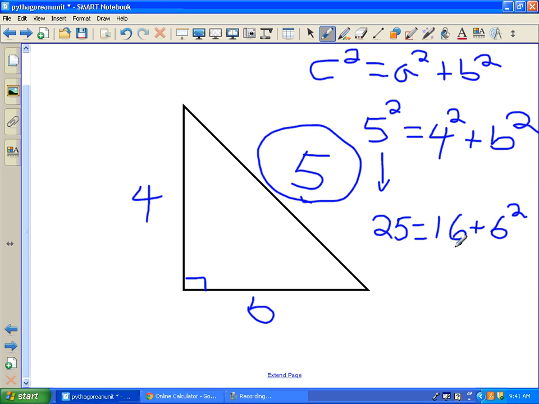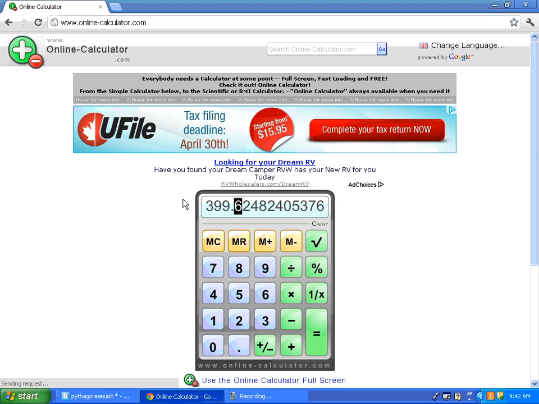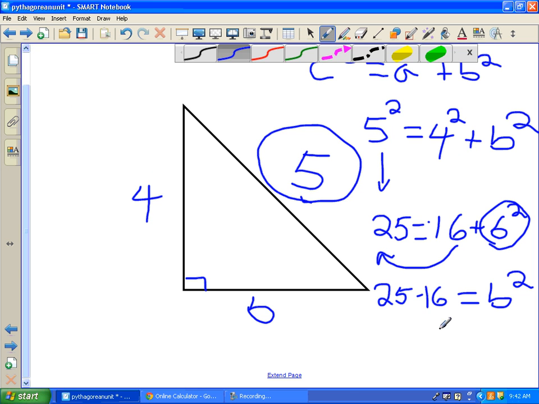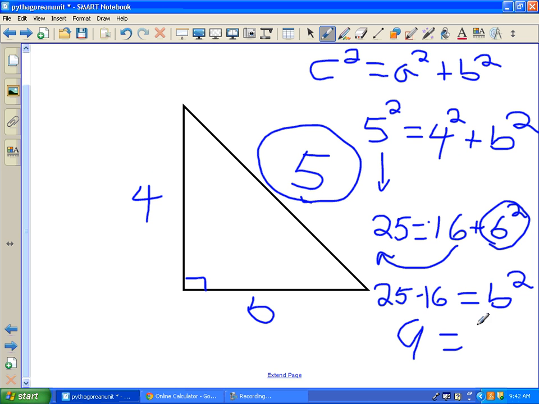Now, we want this 16 to go over here with the rest of the numbers. If we move the 16 to the other side, something happens to what's in front of it. It's no longer a plus 16, it's take away 16. So it's 25 take away 16. And remember, b squared is still there by himself. So 25 take away 16, we'll work that out real quick. 25 take away 16 equals 9. So let's look at that, and 9 equals b squared.